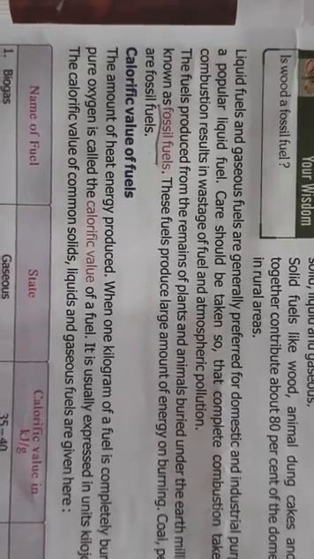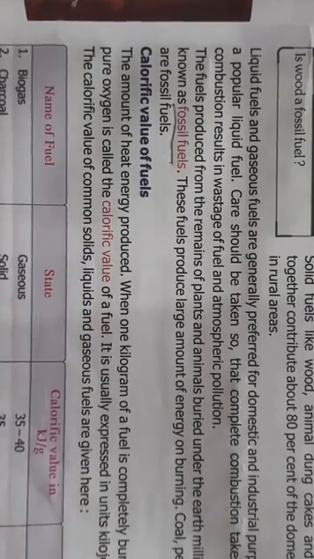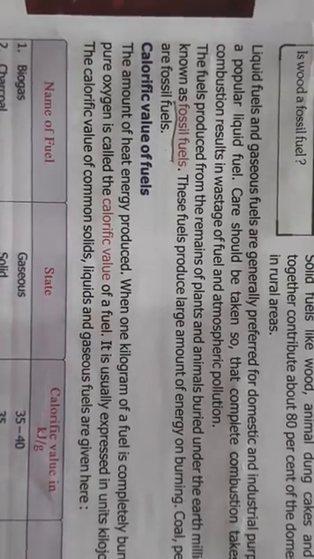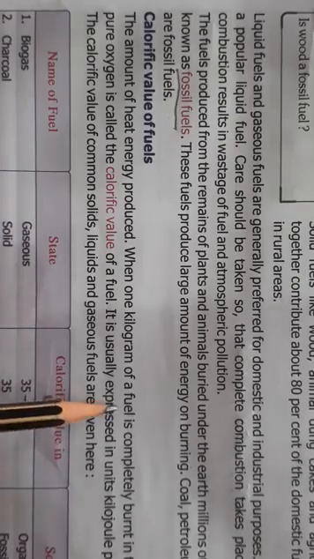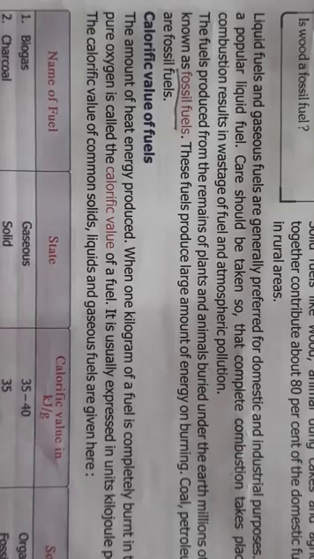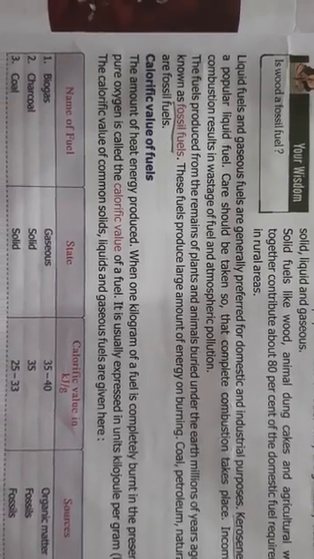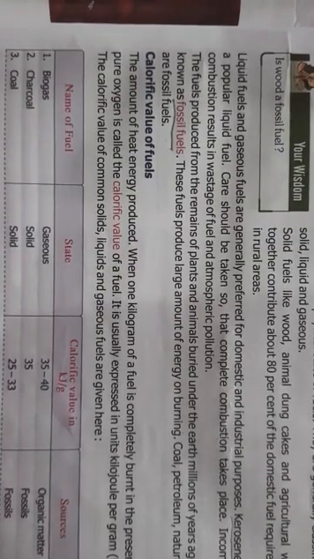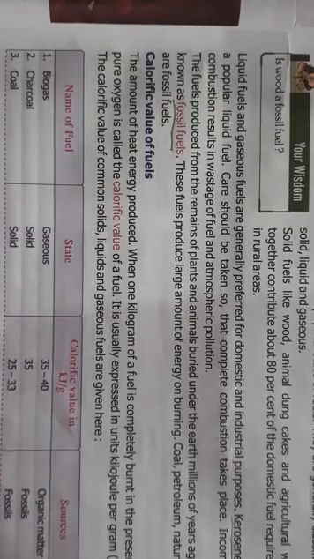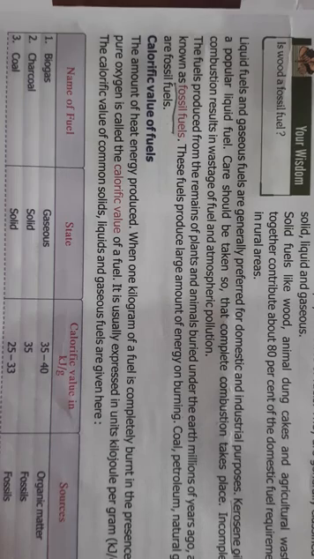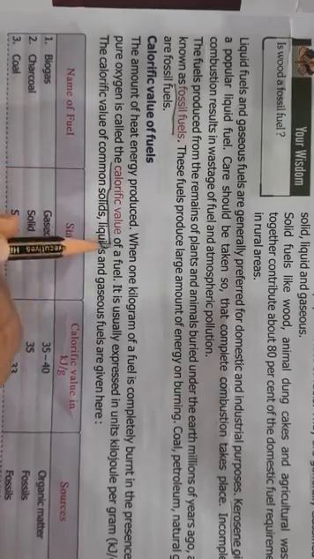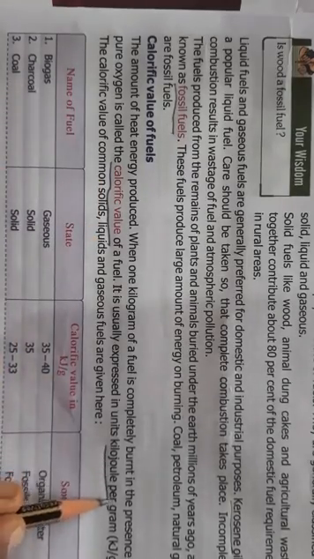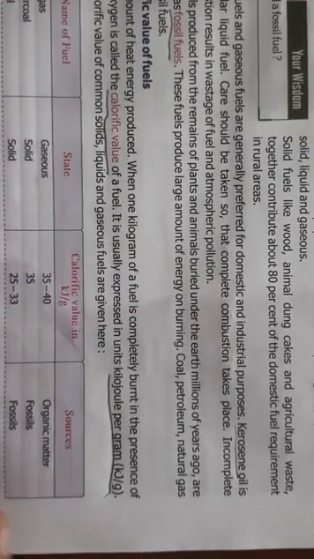Now we move on to the calorific value of fuel. What is calorific value? Calorific value is the amount of heat energy produced when 1 kilogram of fuel is completely burnt in the presence of pure oxygen. Clear? That amount of heat produced is called the calorific value of a fuel. And calorific value is expressed in kilojoules per gram, kJ per g.